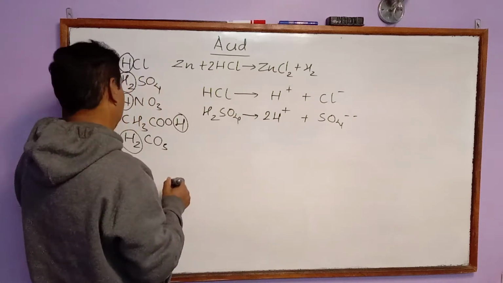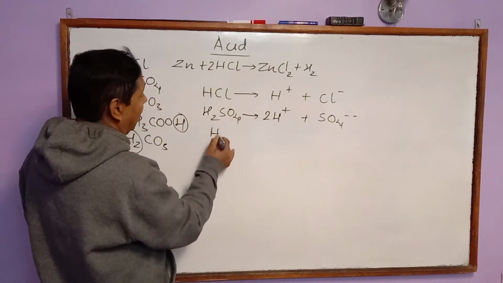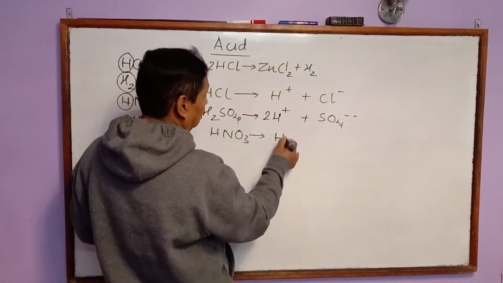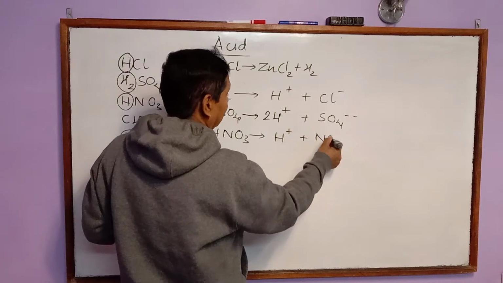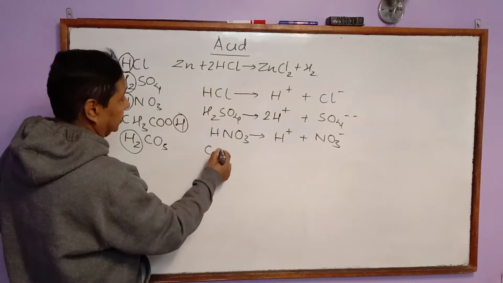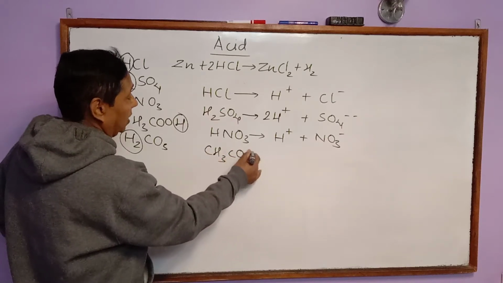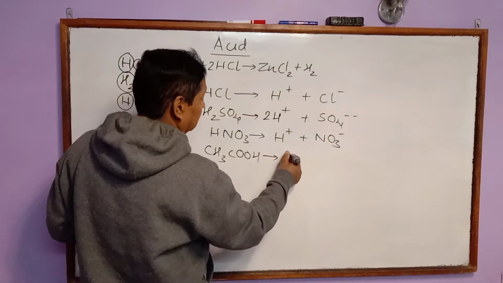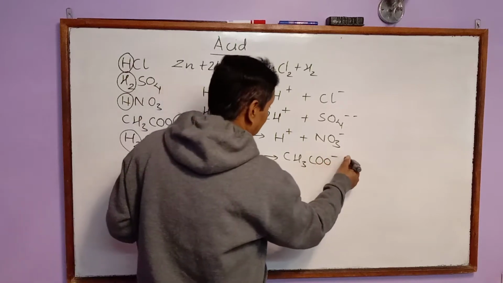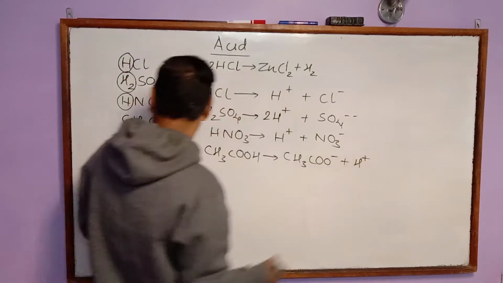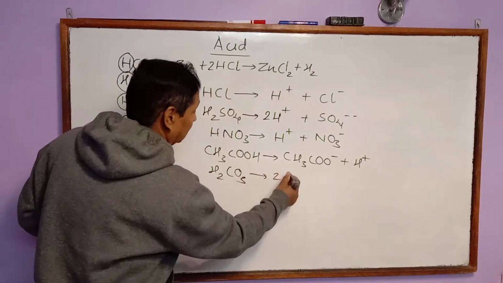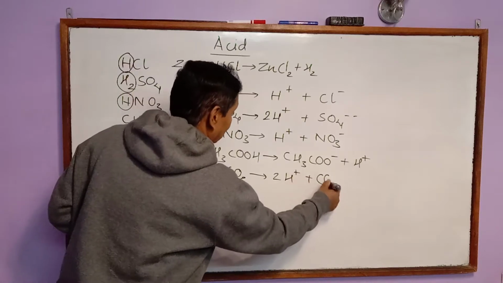And in the same way, look at this, another one, nitric acid, HNO3. It dissociates into hydrogen ion and nitrate ion. In the same way, this is acetic acid, CH3COOH. It dissociates into CH3COO, this is the acetate ion, along with hydrogen ion. And this carbonic acid, H2CO3, dissociates into hydrogen ion and carbonate ion.